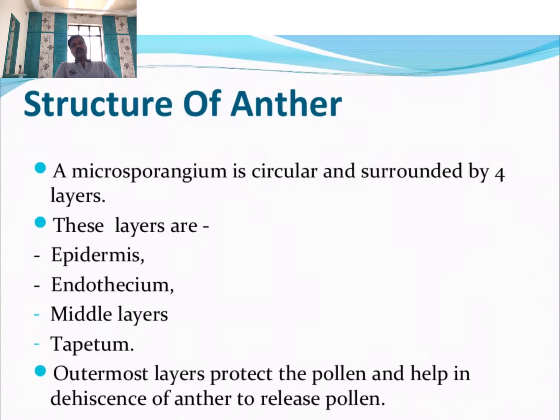When the anther matures, pollen is produced in the microsporangium. When the pollen grains mature, the anther dehisces at the place of the stomium. Due to this, the pollen is released. So this outermost layer participates in the release of pollen grains or microspores.